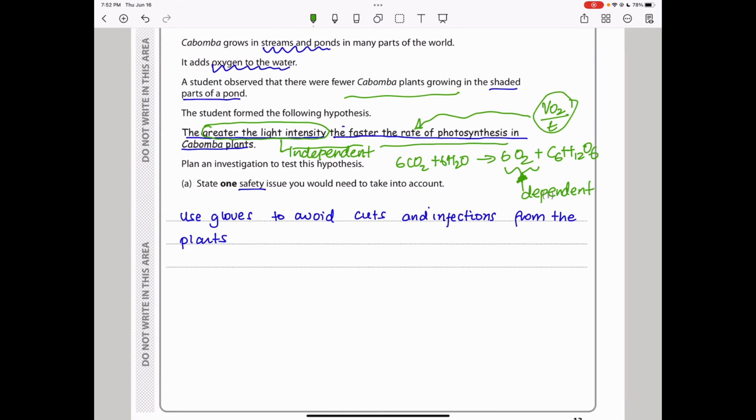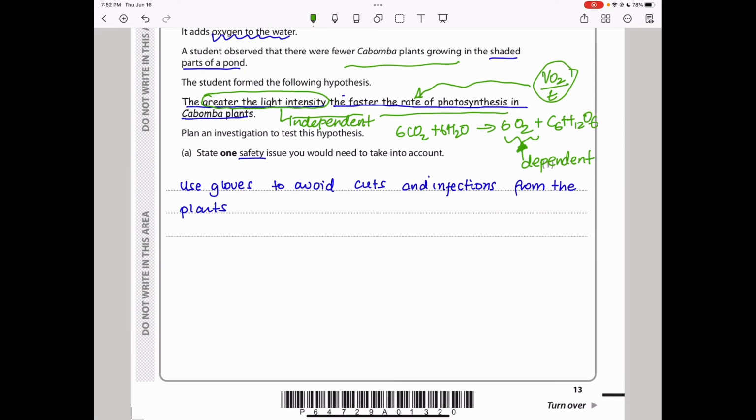When they say state one safety issue you would need to take into account, remember we are working with plant materials, and these plant materials could have chemicals that can cause allergic reactions. They could cut us, and they could have some microorganisms that can be pathogenic to humans. So you have to make sure you wear gloves to prevent being cut as well as infection. I will go to the next part.